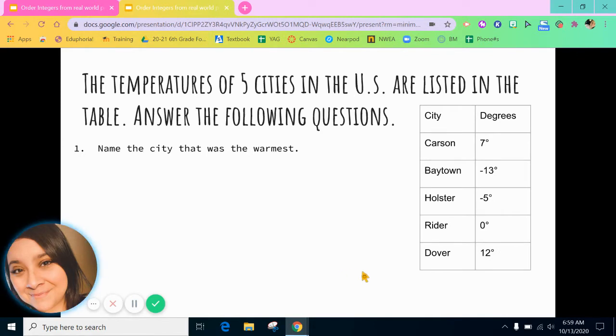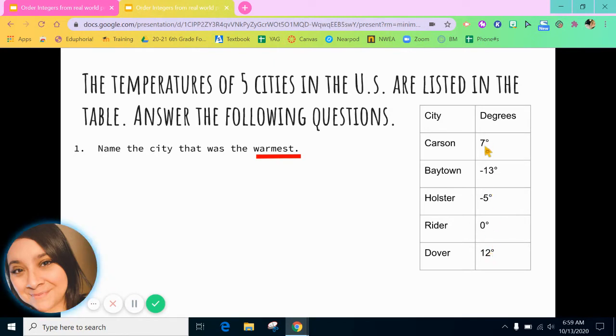All right, here's our first example. The temperatures of 5 cities in the U.S. are listed in the table. Answer the following questions. Number 1, name the city that was the warmest. So here they're asking us to find the city that was the warmest temperature. So we have these 5 cities listed here.